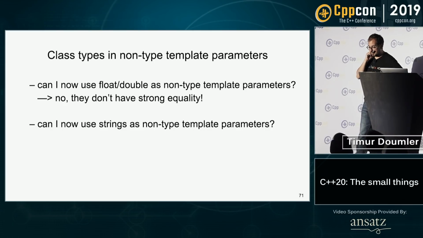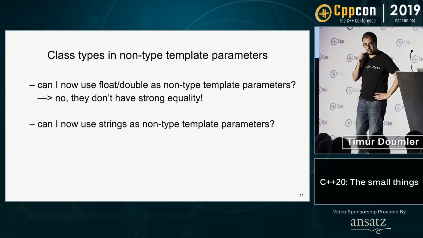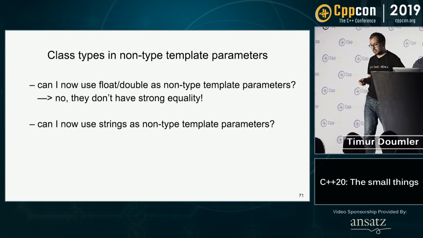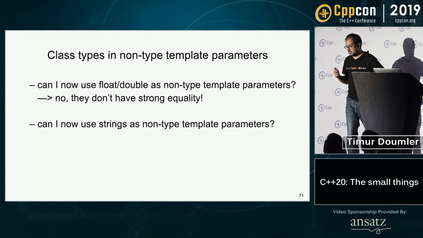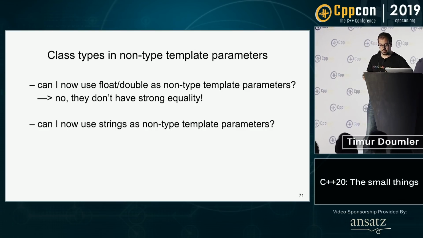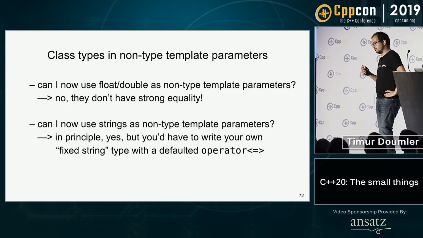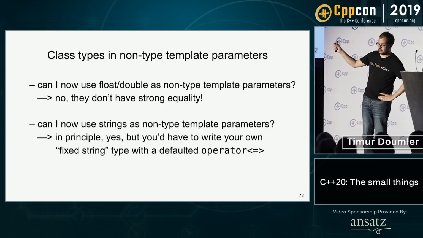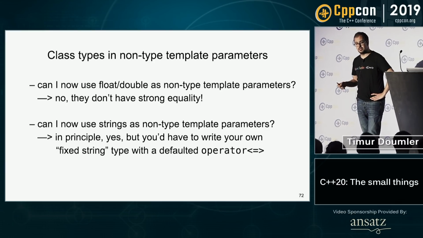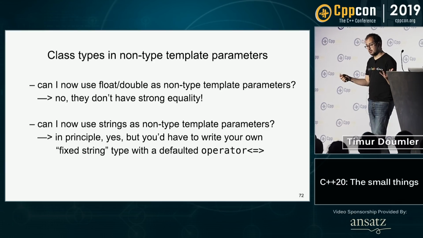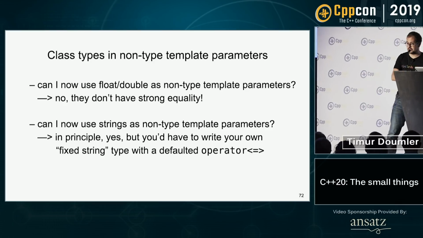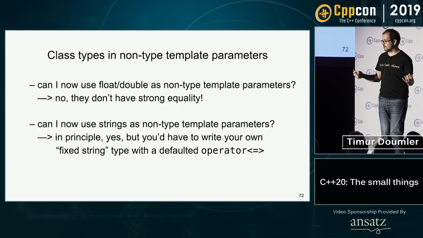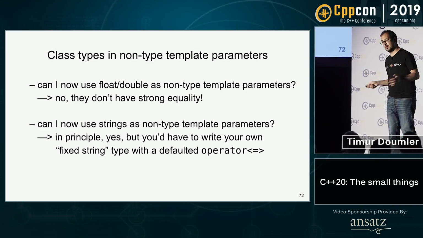And the other question that comes up: can I now use strings as non-type template parameters? Because this is the other thing that's really, really useful. You want to be able to template on names. And it turns out, well, std::string, not really. You can't do that. But you can write your own fixed string type, which has a defaulted equals operator, and then it works. So in principle, you can do it. We just don't have a string type in the standard library that allows you to do that. You would have to write your own. But it's super useful for things like reflection, for example, where it will come up, where you will need a compile-time string.